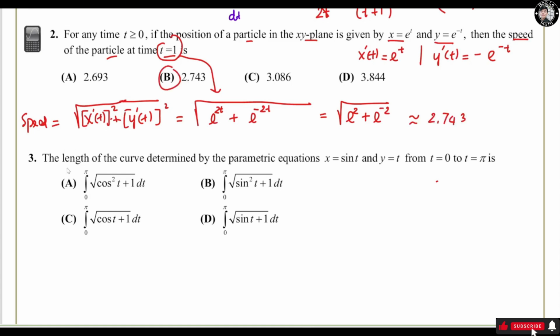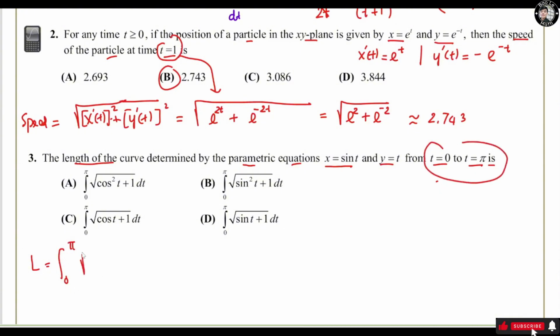Now question 3. The length of the curve determined by the parametric equations x equals sine t, y equals t, for t from 0 to pi is... So in order to find the length of the curve, we need to use the formula: the integral from 0 to pi. Look at this one right here.